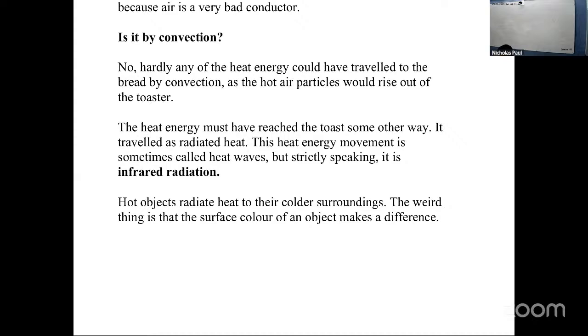No, hardly any of the heat could have traveled to the bread by convection, as hot particles would rise out of the toaster. Understand? The heat energy must have reached the toast some other way. It travels as radiated heat.